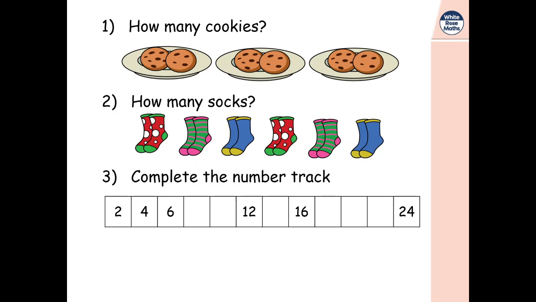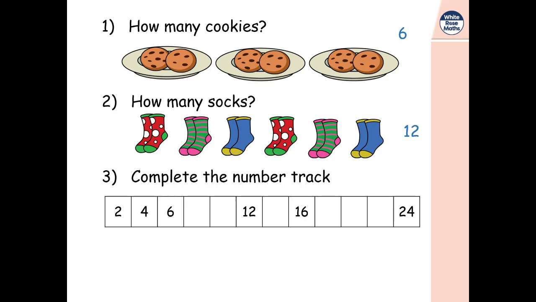Okay, you should have answers to those 3 questions now. So if we count the cookies, we've got 3 groups of 2. So we've got 2, 4, 6. How many socks? We have 1, 2, 3, 4, 5, 6 groups of 2 this time. So those are 2, 4, 6, 8, 10, 12.